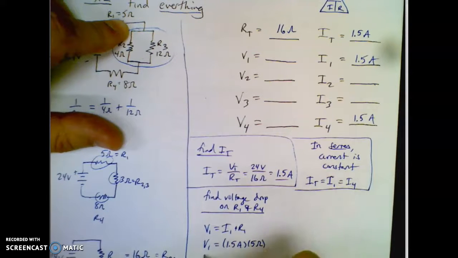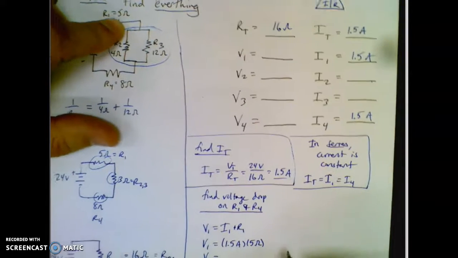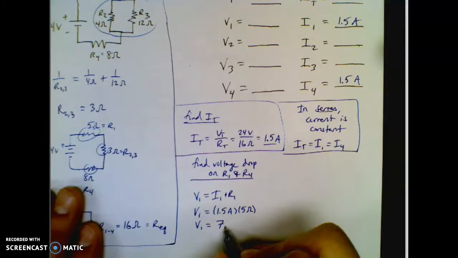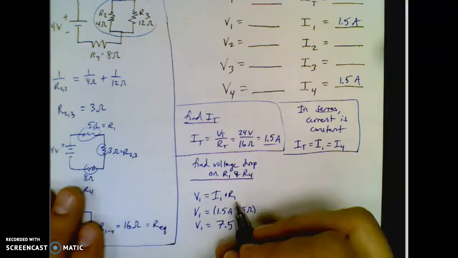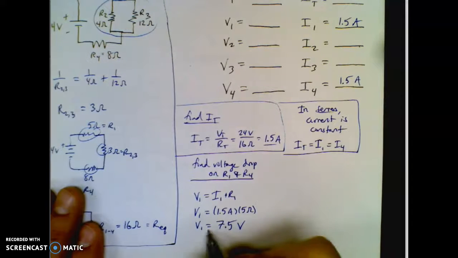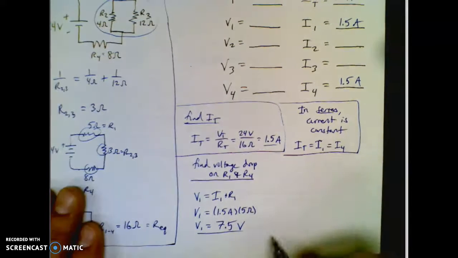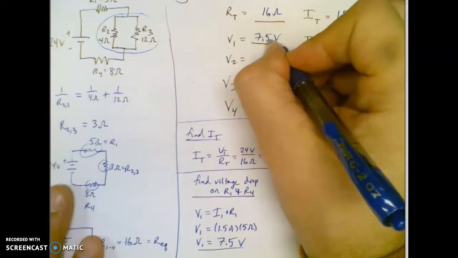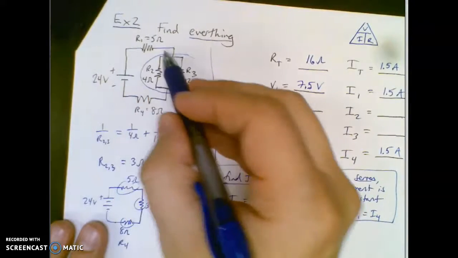Okay, for a grand total of 1.5 times 5 is 7.5. And what are my units? Amps times ohms leaves you with volts. So I got that. Okay, so 7.5 volts have dropped off by the time I passed over that.